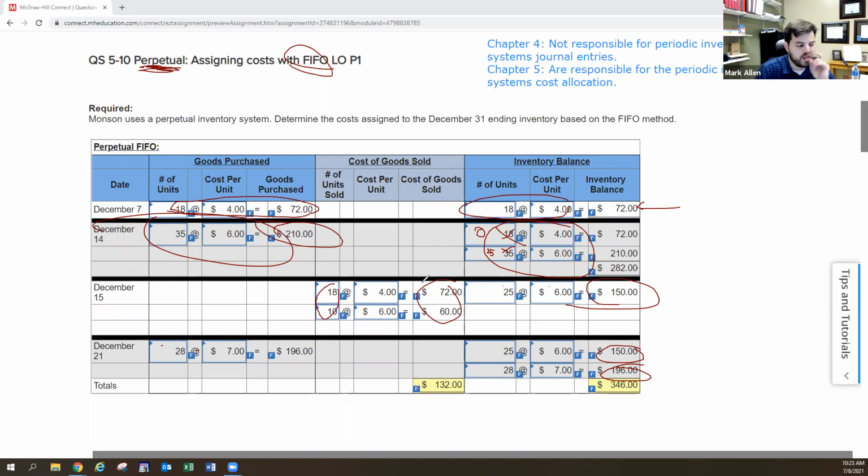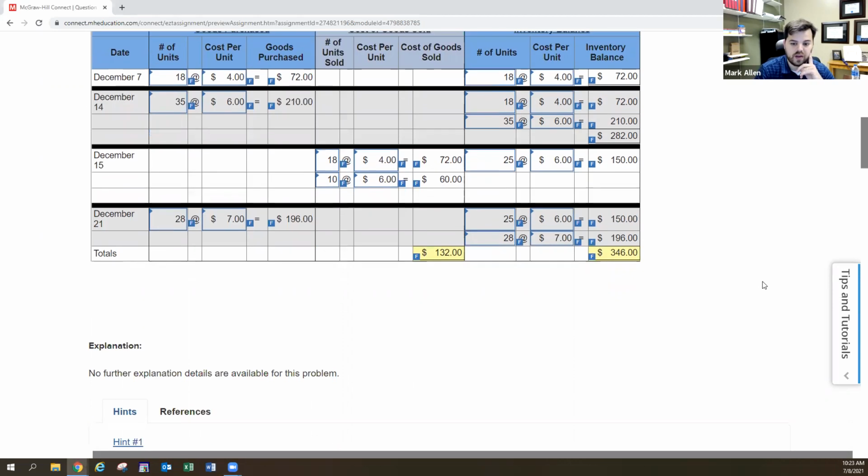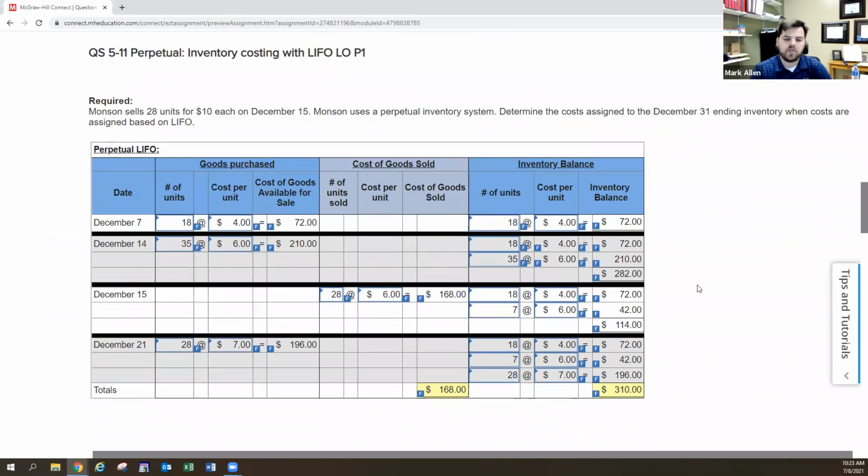Now, one important thing I do want to point out just one more time. We've seen it before, but just to be clear, this 132 plus that 150 is that 282. That's not an accident. That's what has to happen. Also, the 18 plus the 35 is 53. 53 minus 28 is 25. And oh, look, there were 25 units here. So that will work every time. It has to. If it does not work, you have a mistake. Very good. Time to move on to LIFO.